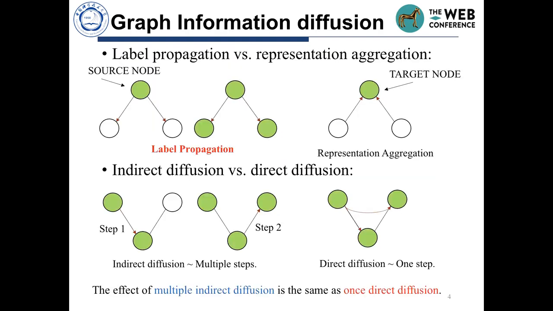The embedding aggregation in decoupled GCN can be regarded as information diffusion according to graph structure. Another classical graph information diffusion algorithm is label propagation. Label propagation diffuses label from source node to its neighbor, while decoupled GCN diffuses representation to target node from its neighbors. Both label propagation and decoupled GCN only diffuse information to first order neighbors. Therefore, information needs multiple diffusions to reach high order neighbors, such as from this node to this node and then from this node to this node. In fact, the multiple diffusion is equivalent to one direct diffusion to high order neighbors, such as from this node to this node directly.